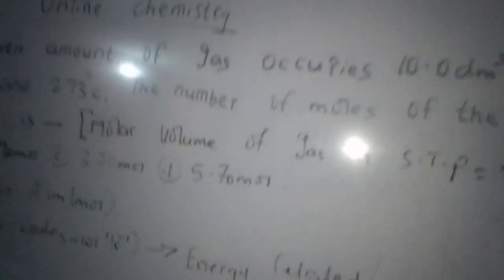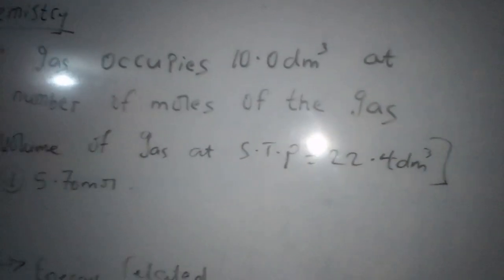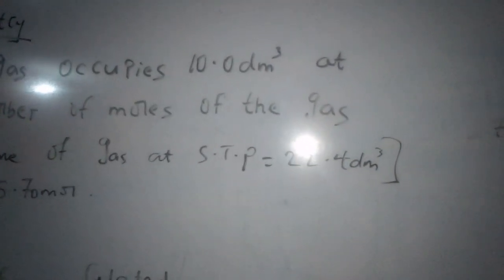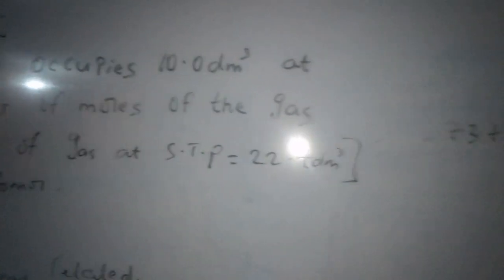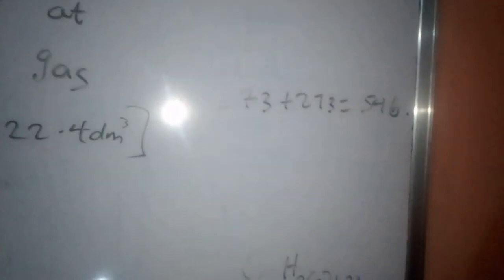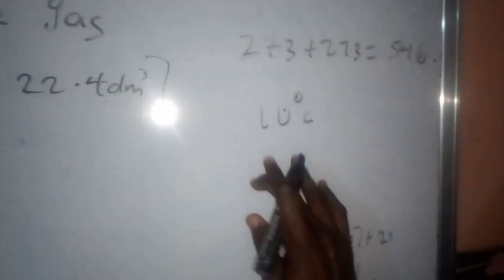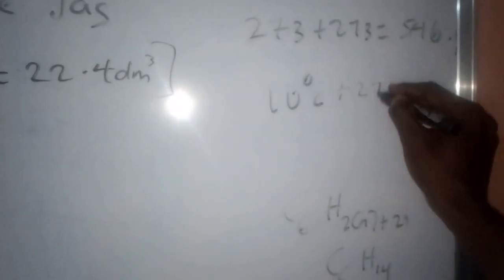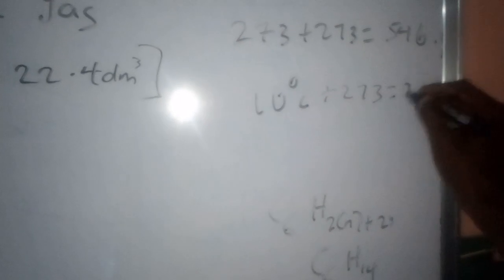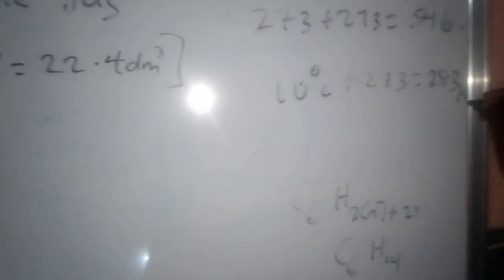Let's just take a question like this. Most times, if you want to convert your degrees Celsius to Kelvin, that will be 273 plus 273, which should be 546. If they give you 10 degrees Celsius and you want to convert it to Kelvin, you add 273 to it. So you have 283 Kelvin.